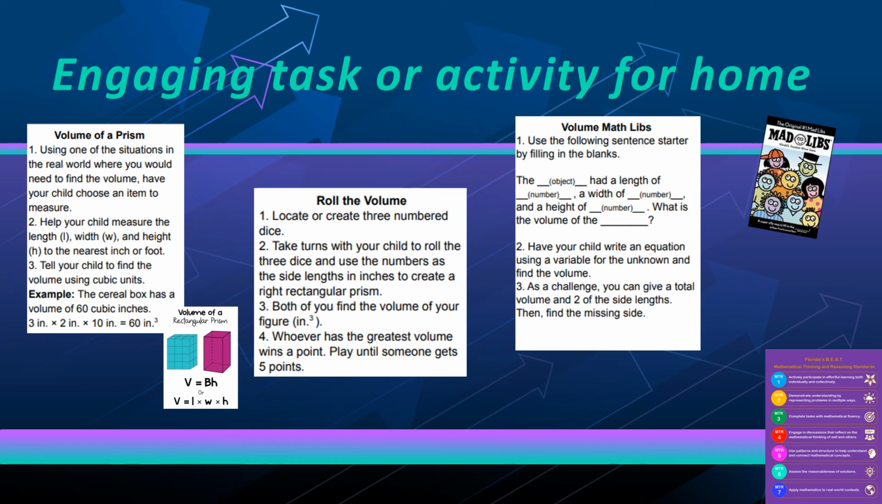Finally, you see the activity called Volume Math Libs. This may sound familiar to you, as Mad Libs have been around for years. As an extra challenge, if you look at number 3, you'll see that we can give the student a total volume and 2 of the missing side lengths. The students would then have to find the missing unknown side.